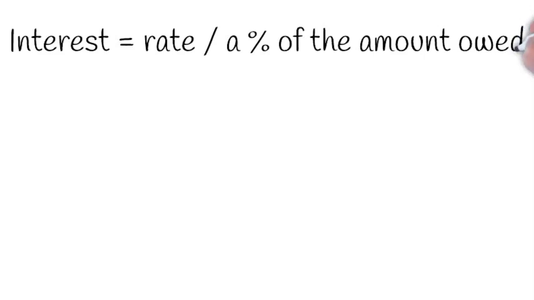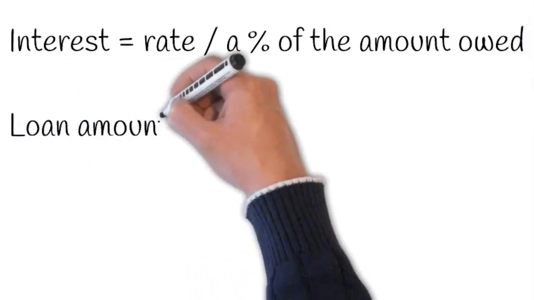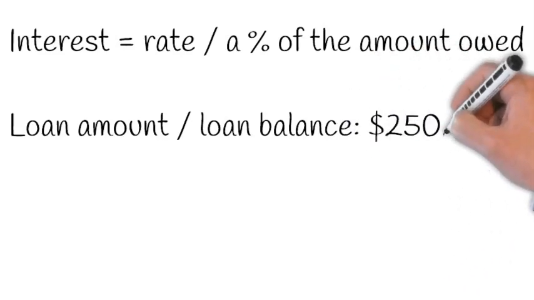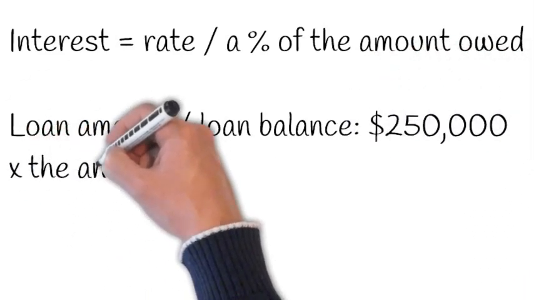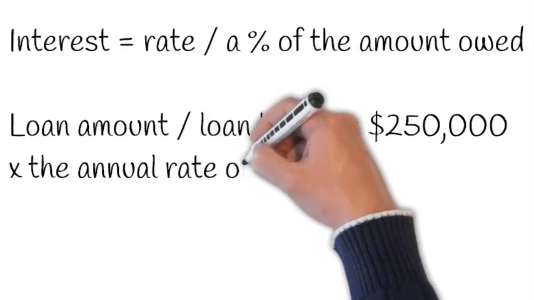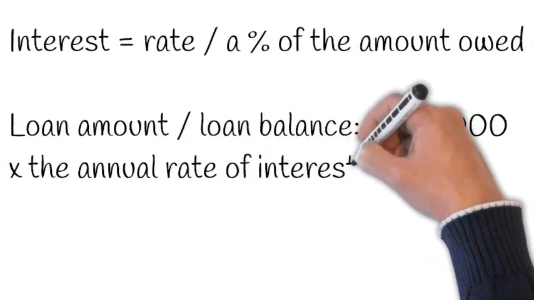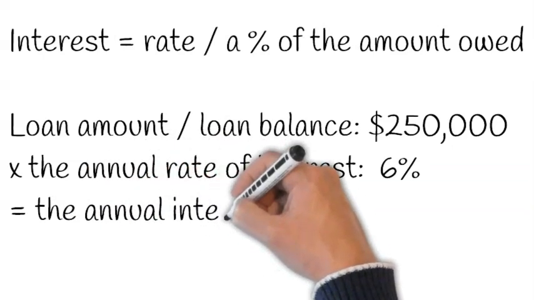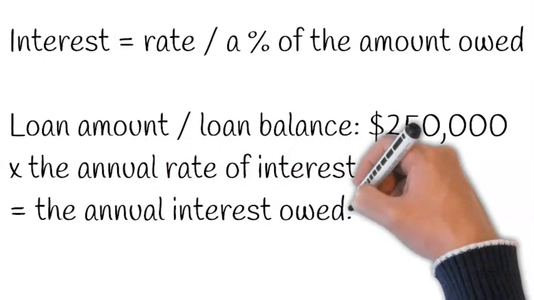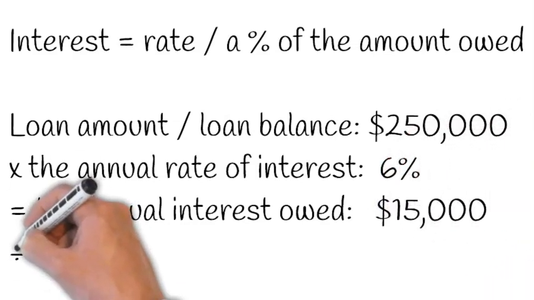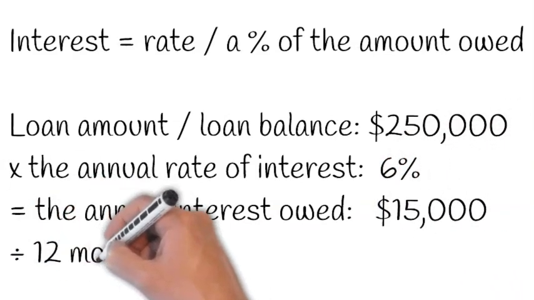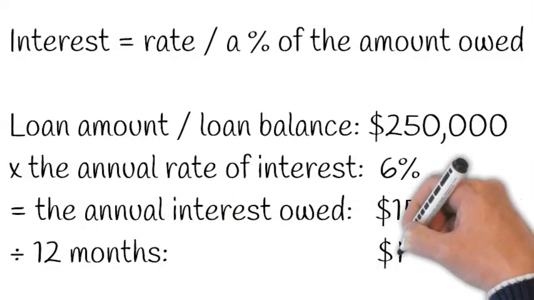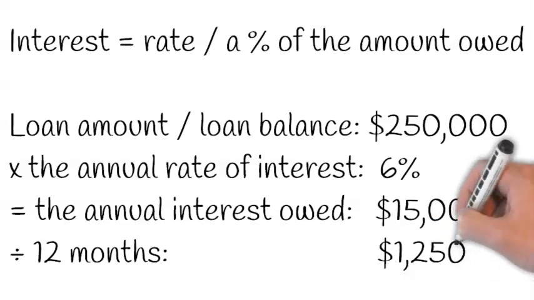Interest rates are expressed as annual rates of interest. So, if you take your loan amount or loan balance and multiply it by the annual rate of interest, you will have calculated the dollar amount of annual interest owed to your lender. But we don't pay mortgage payments annually, we pay monthly. The next step would be to divide by 12 to see how much is owed in interest for the month.